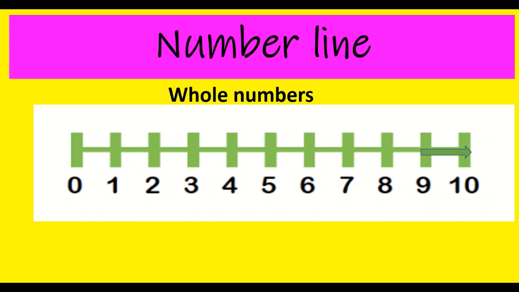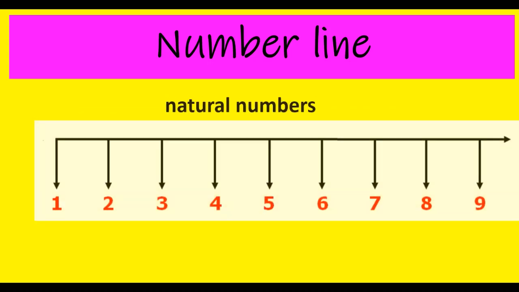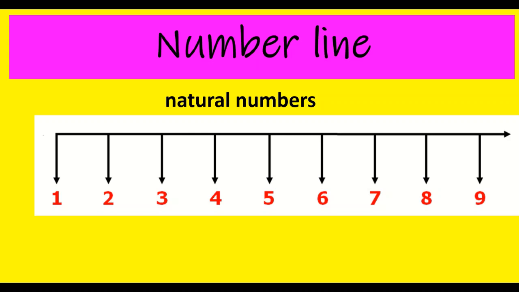This 0 is the origin as the whole numbers start from 0, and the right arrow shows us that the whole numbers are infinite. This is the natural number line starting from 1, which is also never ending.